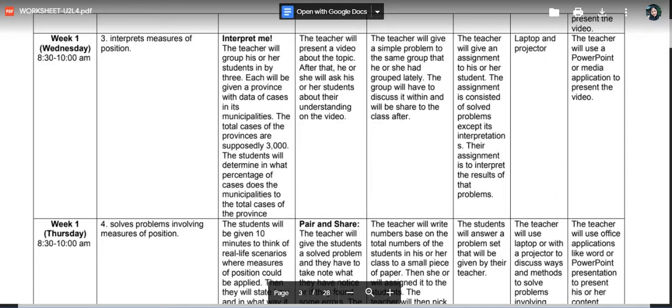And for ICT integration, for hardware tools, the same with the previous one, the teacher will use laptop and projector for his discussions. And for software, the teacher will just use a PowerPoint or media application to present the video.